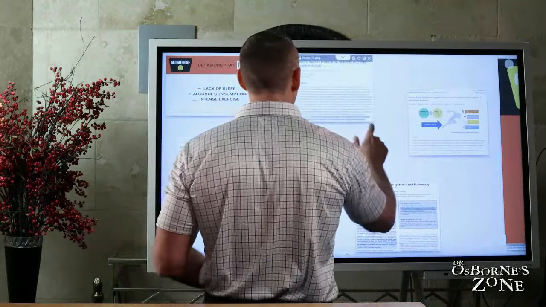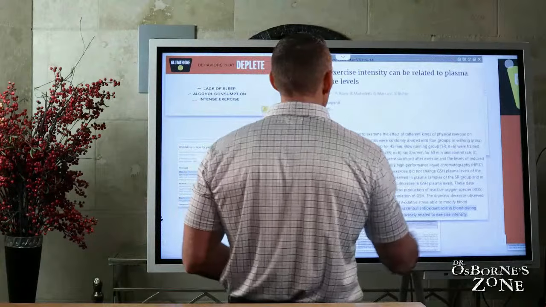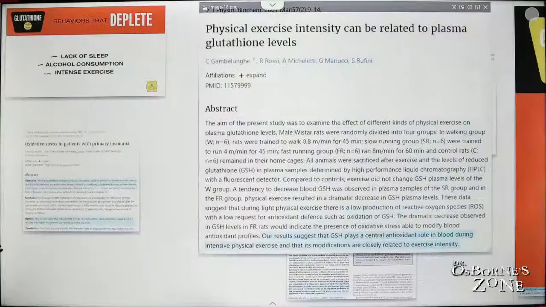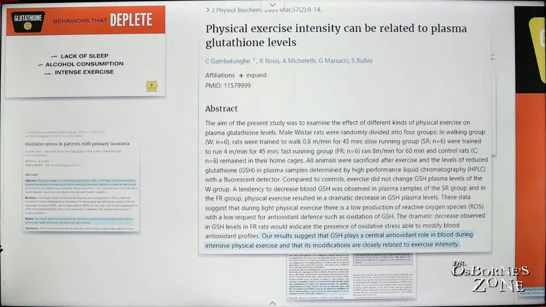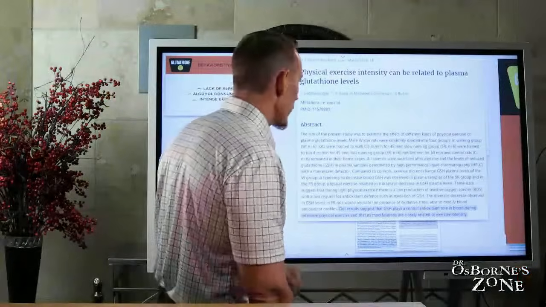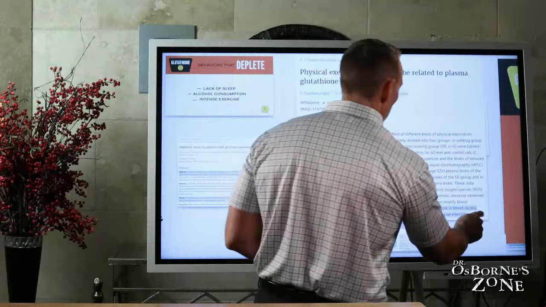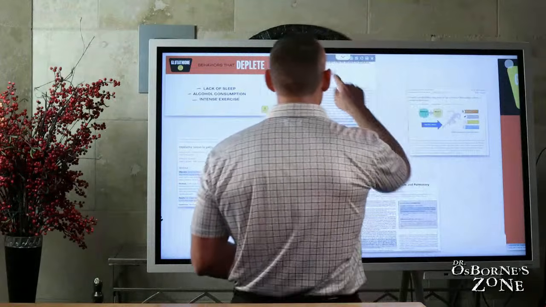So on an exercise front, you can see here physical exercise intensity can be related to plasma glutathione levels. In this study, the results suggest that glutathione plays a central antioxidant role in the blood during intensive physical exercise, and that its modifications are closely related to exercise intensity. And what they basically found is that high-intensity exercise depleted glutathione.